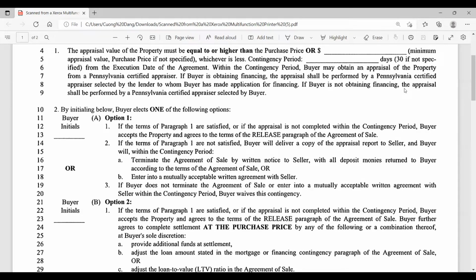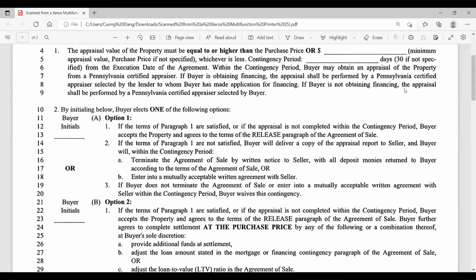3, if buyer does not terminate the agreement of sale or enter into a mutually acceptable written agreement, negotiate, with seller within that contingency period, going back to paragraph 1, buyer waives this contingency. So if the buyer doesn't do anything in that 30 days, respond or negotiate or pretty much do anything, then they're accepting this agreement of sale as is, and they waive the appraisal contingency.